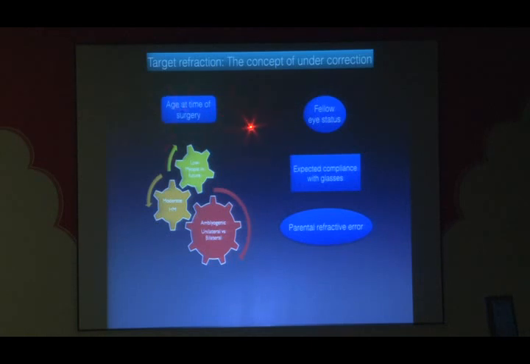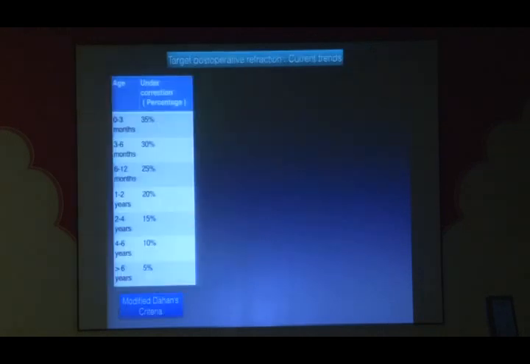What is the age at the time of surgery? How much you would actually aim, whether you will aim for low myopia or moderate hyperopia? And then, what exactly is the amblyopic status of that eye? If the child is too amblyopic, you don't want to relieve too much of the hyperopia. And then, what's the fellow eye status, what's the compliance, and what are the parents' refractive errors?